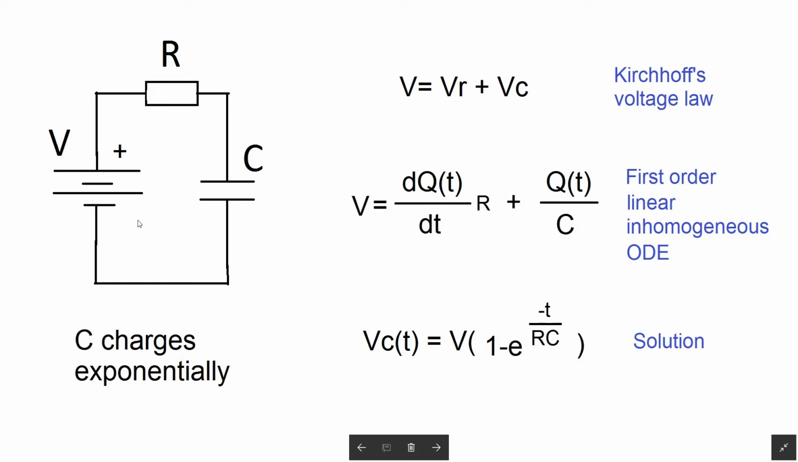That means that our circuit is described by a first order differential equation. And the solution for this equation is given here. The reason we say that the capacitor charges exponentially is this exponential here, e to the minus t over RC. So this is the reason why we say it charges exponentially.